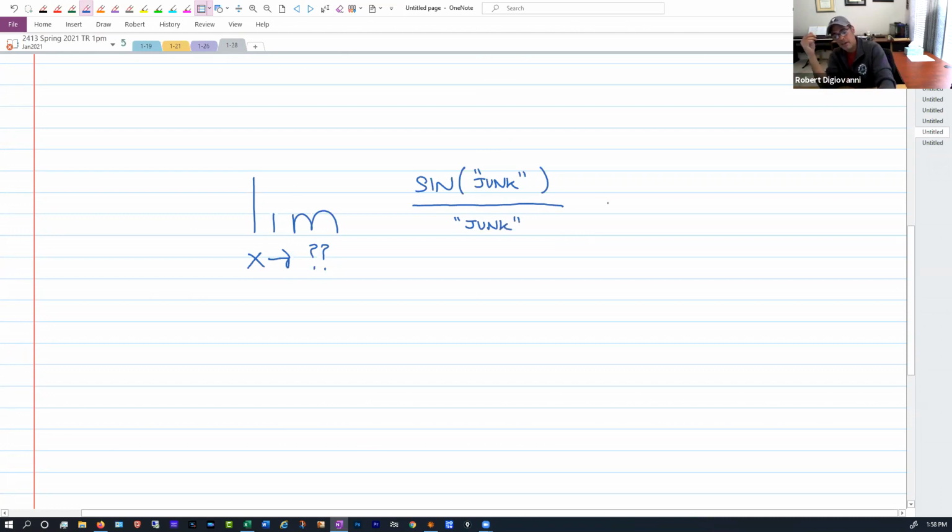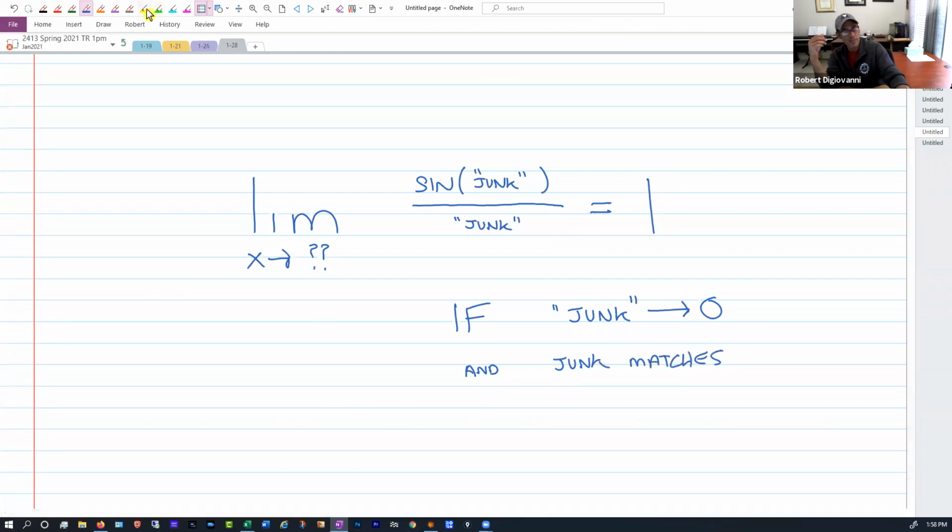Then this limit is going to equal 1 if, first of all, the junk is going to 0, and the junk matches. And all I mean by that is the junk up top better be exactly the same as the junk on the bottom. Now, I know that's weird, so you're like, what is he talking about? Let me just show you an example, okay?